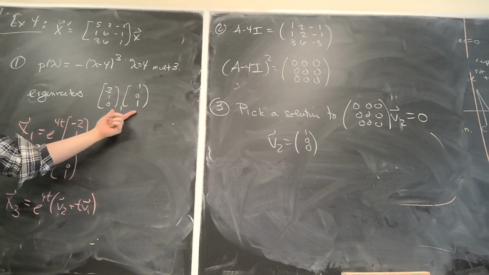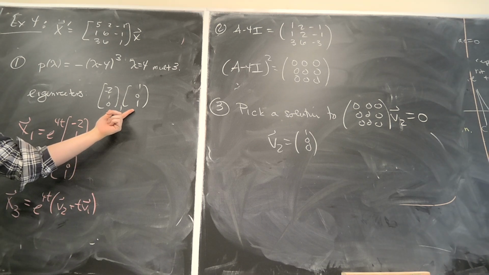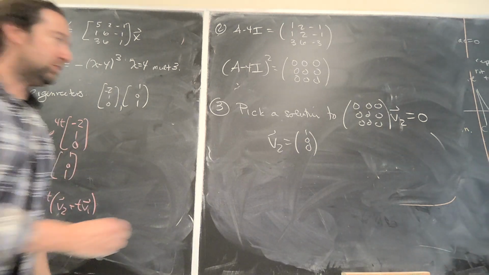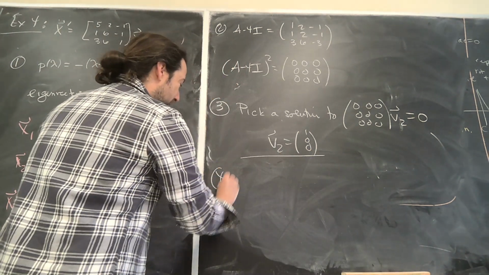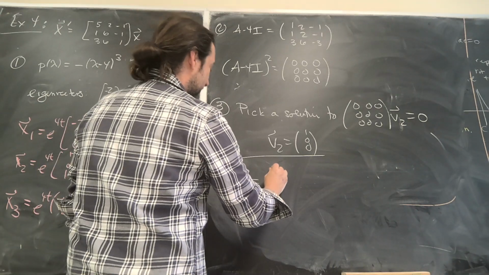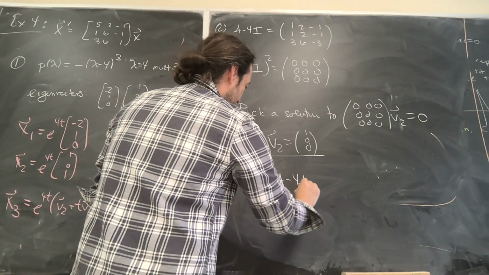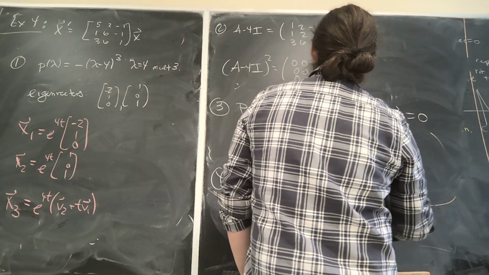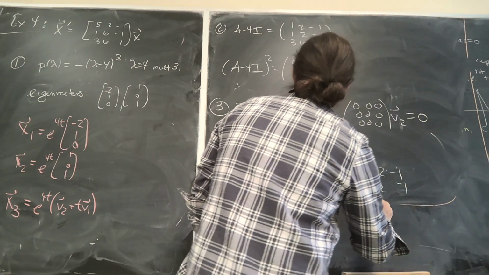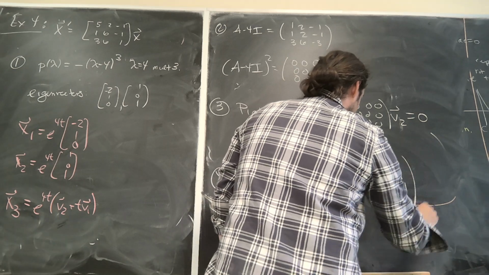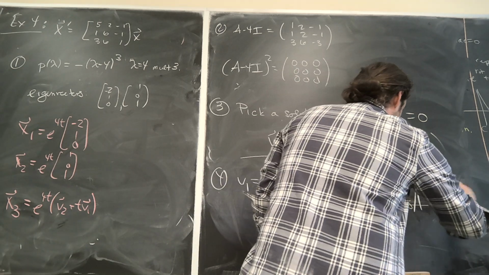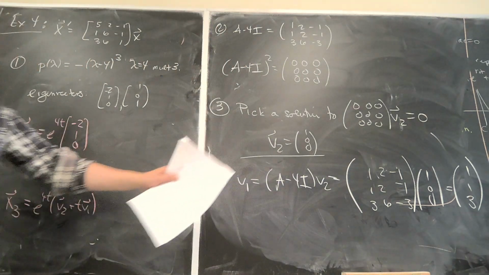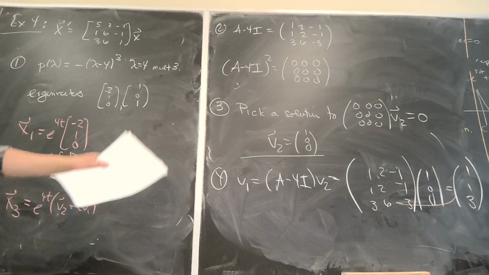Because remember, it's not just these 2 vectors, it's anything in the span of those 2 vectors that is also an eigenvector. So how am I going to check? I'm just going to declare v1 to be equal to A minus 4I times v2, which is 1, 2, negative 1, 1, 2, negative 1, 3, 6, negative 3, times 1, 0, 0, and that's the vector 1, 1, 3. Cool. It's not 0. I have effectively decided my v1.